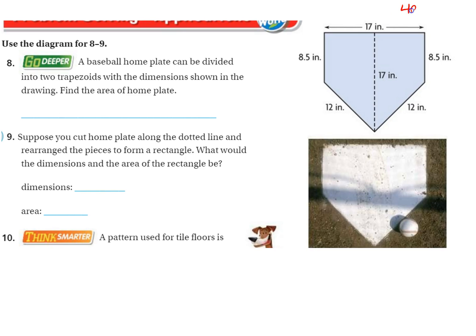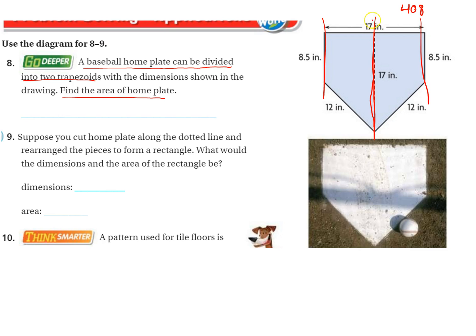All right, now I'm on page 408 of the Go Math textbook, chapter 10, lesson 5. Go deeper. A baseball home plate can be divided into two trapezoids. So see, here's home plate. If we cut it down the middle, we would have this parallel line and this parallel line. So this would be one trapezoid, and this would be the second trapezoid. With the dimensions shown in the drawing, find the area of home plate.